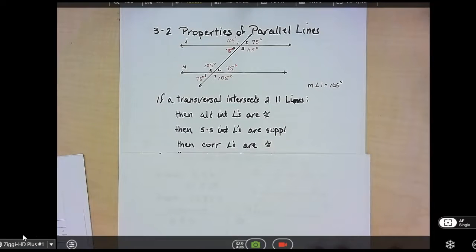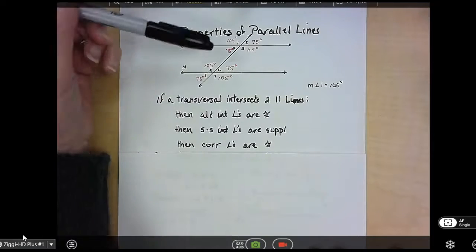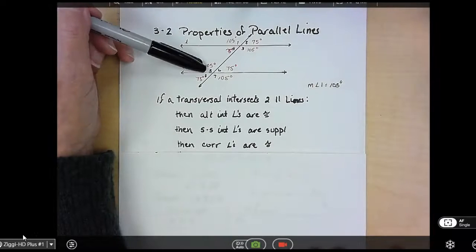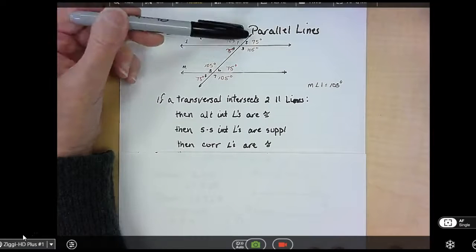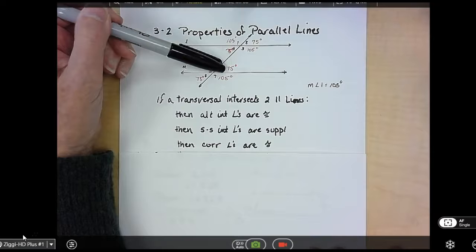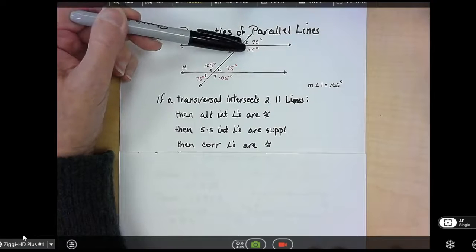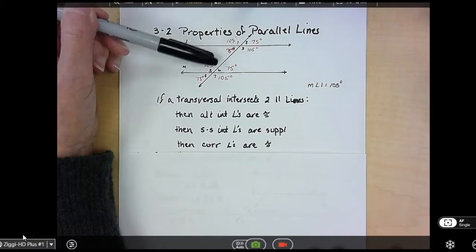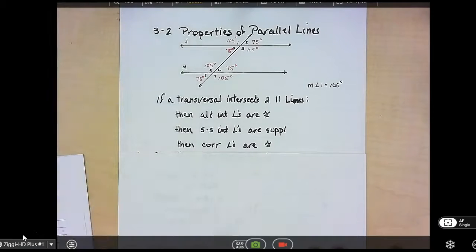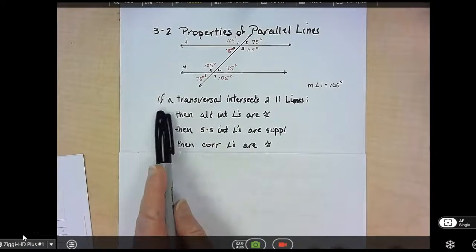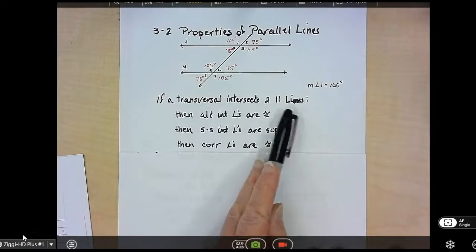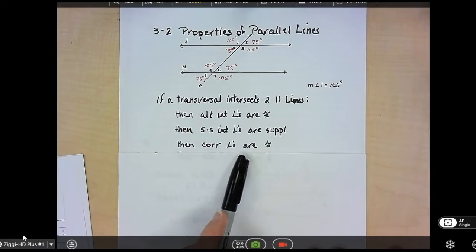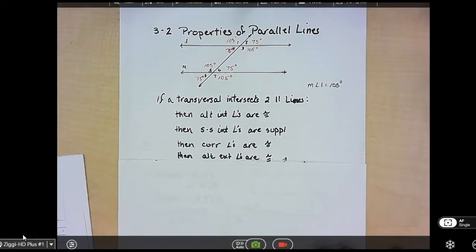So let's look at our corresponding angles. 1 and 5 are corresponding. They're congruent. 2 and 6 corresponding and congruent. 3 and 7 are congruent. 4 and 8 are congruent. So when a transversal intersects two parallel lines, then corresponding angles are congruent.